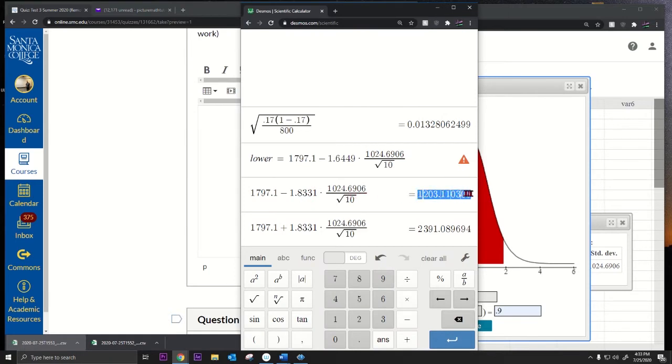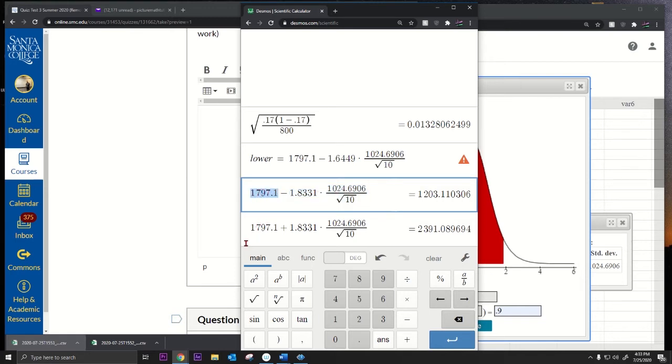The answers are these two numbers. This is your lower bound of the confidence interval, and this is your upper bound of the confidence interval, and this is your work. You need to show your work, so this is it. This is the formula for the lower bound and the formula for the upper bound. What I'm highlighting here is the margin of error, and this over here is the point estimate.